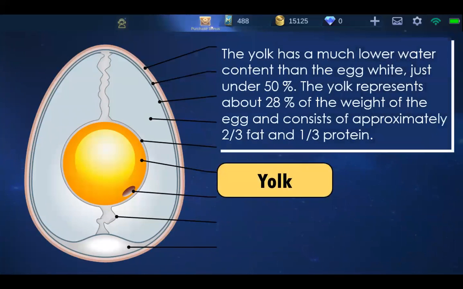Next is the egg yolk. The yolk has much lower water content than the egg white, just under 50%. The yolk represents about 28% of the weight of the egg and consists of approximately 2/3 fat and 1/3 protein. The fat content consists primarily of triglycerides, cholesterol, and phospholipid lecithin. The amount of fat and cholesterol and the composition of the fat is influenced by the diet of the hen. The yolk is held in place by two screw-shaped egg white strands, which are the chalazae.